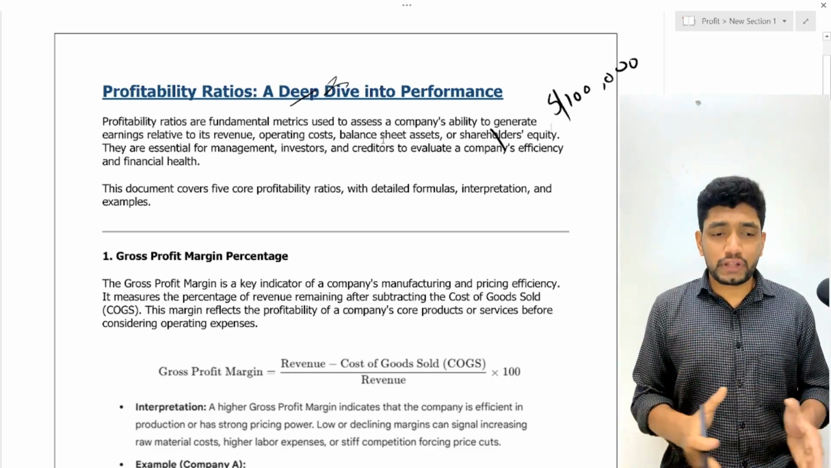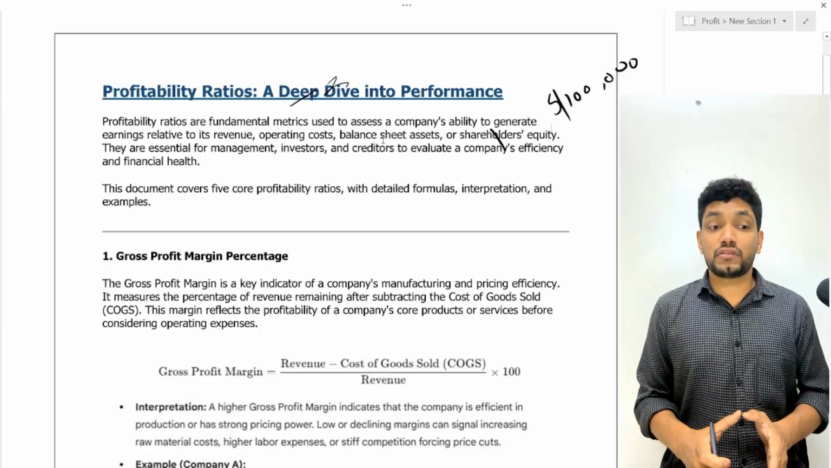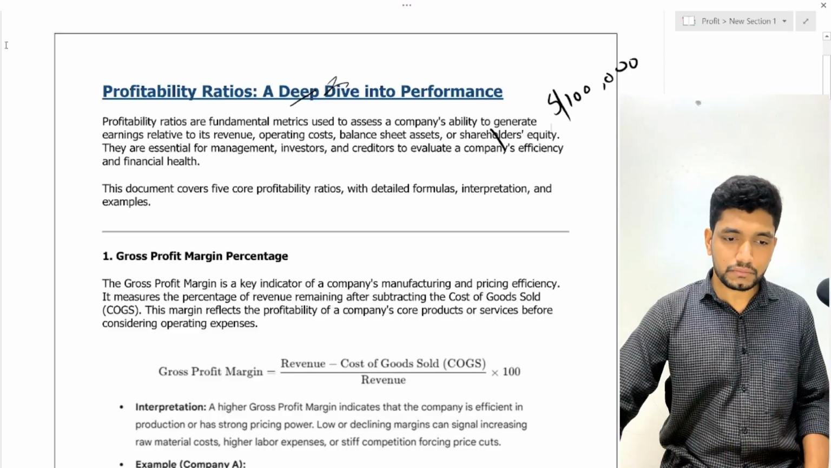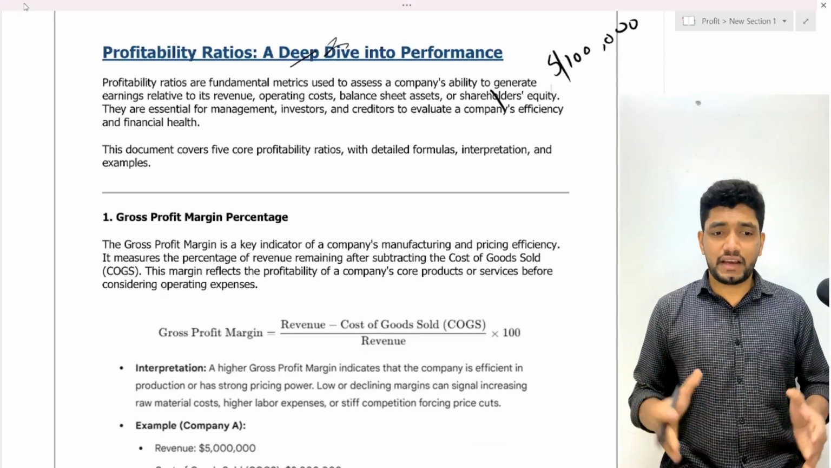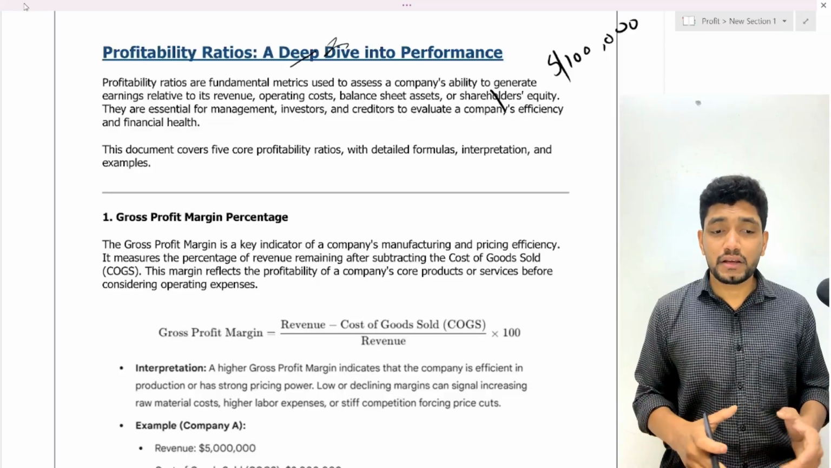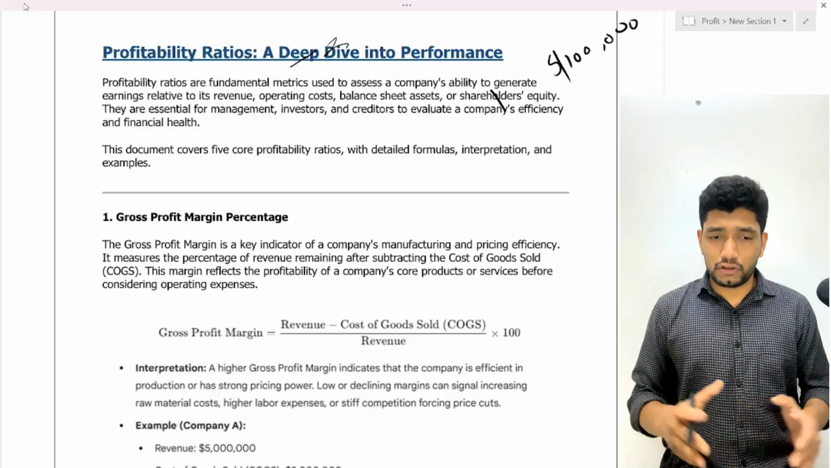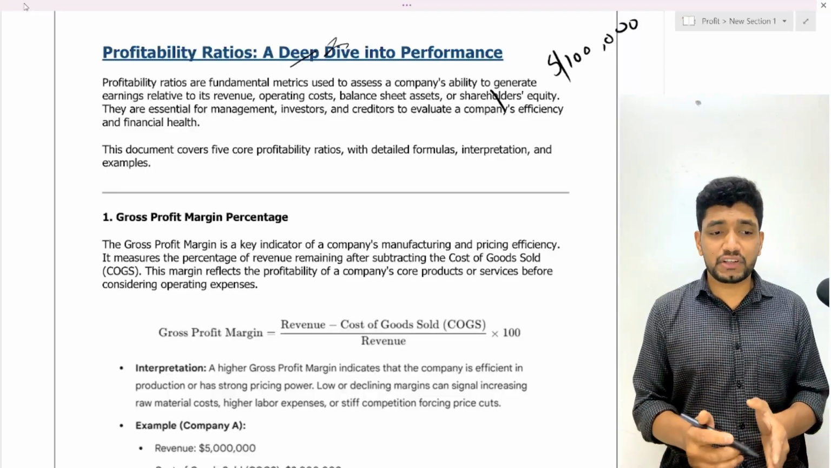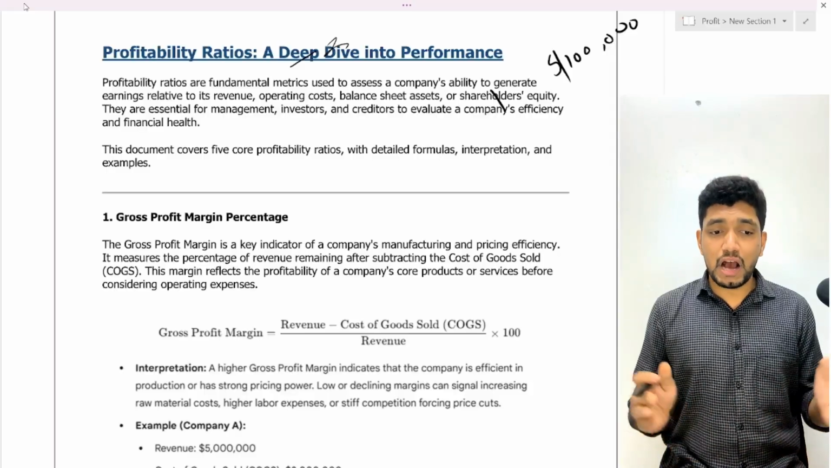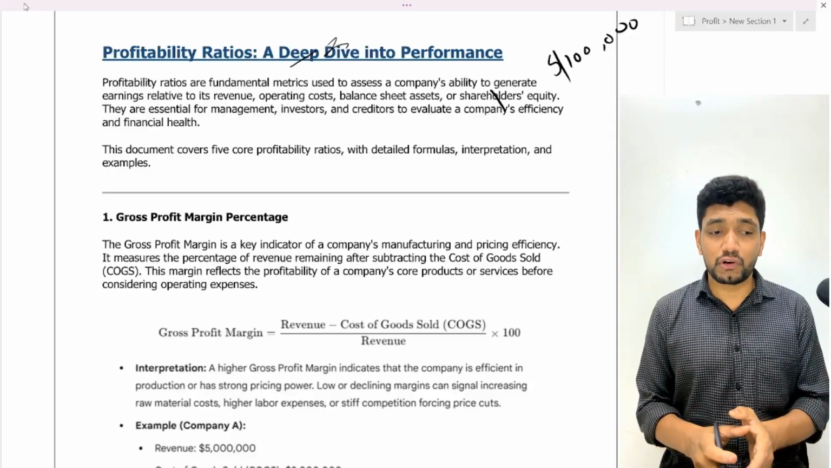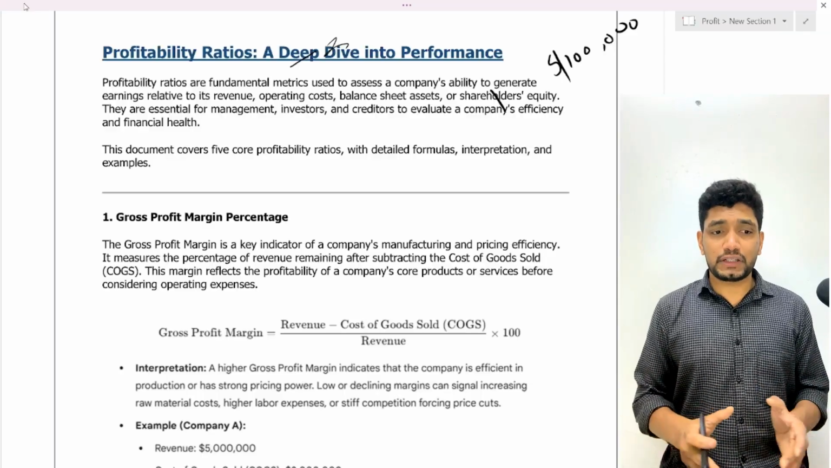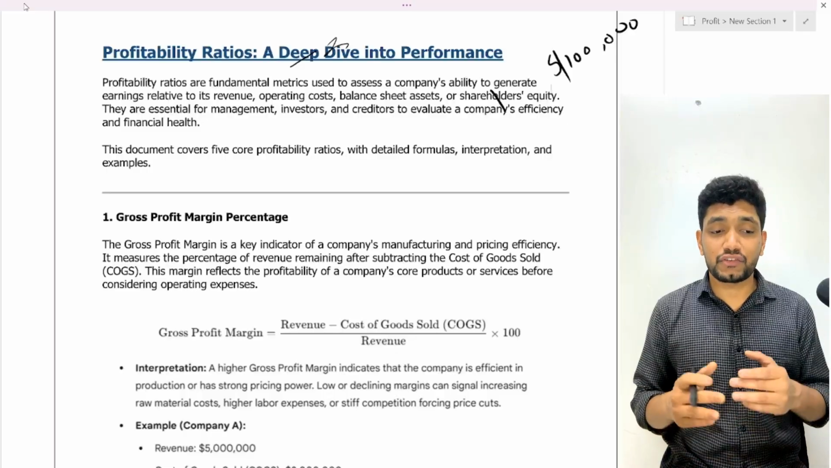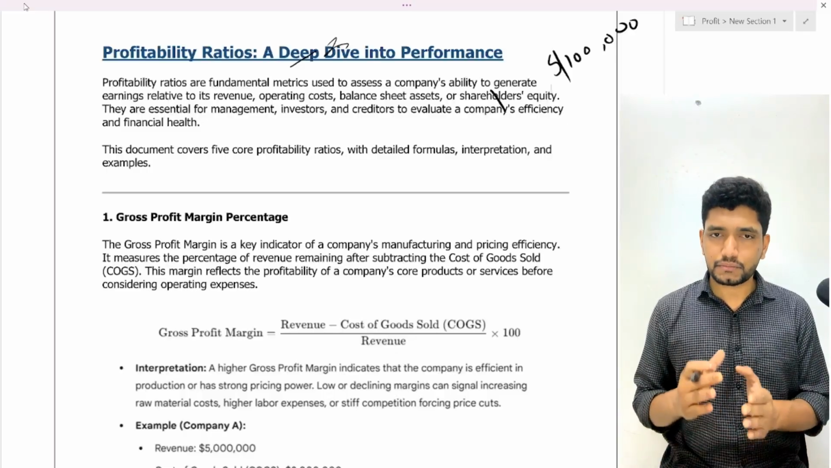So let's move into the first profitability ratio, that is GP margin or gross profit margin percent. It is a key indicator of a company's manufacturing or pricing ability or its purchasing ability. It measures the percentage of revenue remaining after subtracting the cost of goods sold. This margin reflects the profitability of a company's core product or service before considering operating expenses.